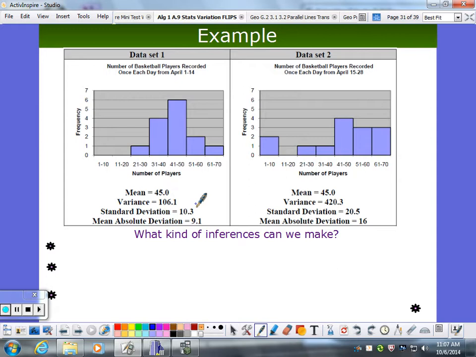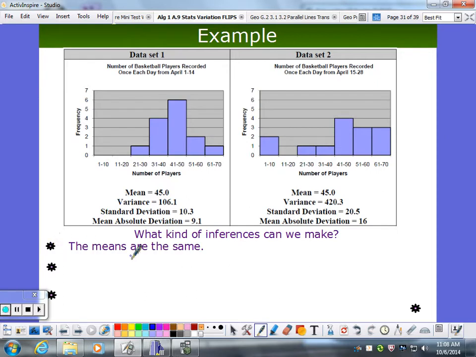So let's look at this example here. Not on your notes, we're just going to look at this for a moment. Okay, so we've got data set 1, the number of basketball players who showed up at a particular field. I think that's what's happening here. And a number of basketball players who showed up on the field on a different day. What kind of inferences can we make? What are inferences? Do you know what that means? Like from English class, what does that mean? Yes, it's more like what does the data imply? So what is the data trying to tell us?